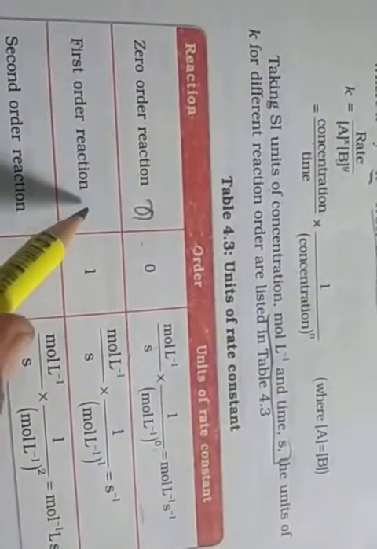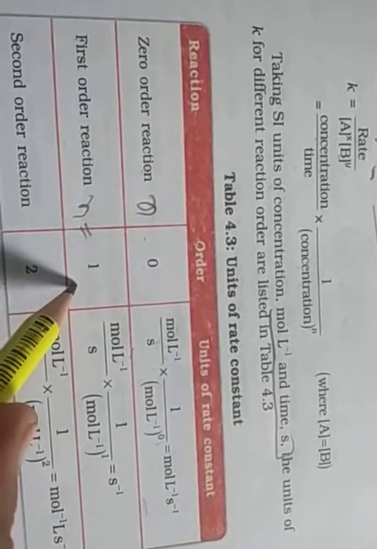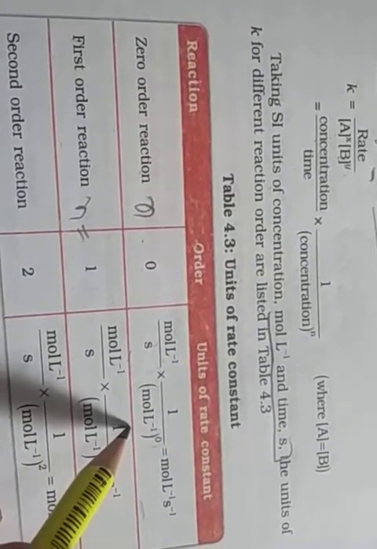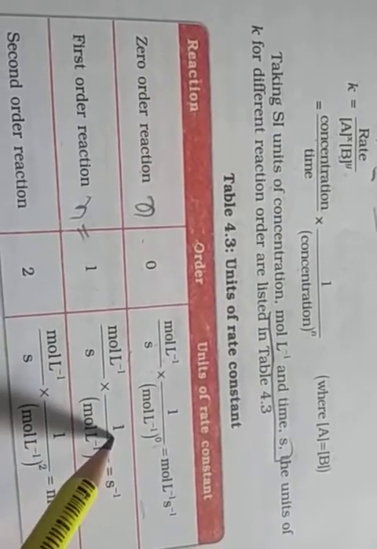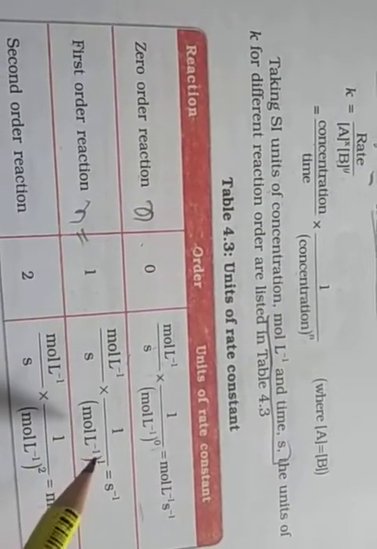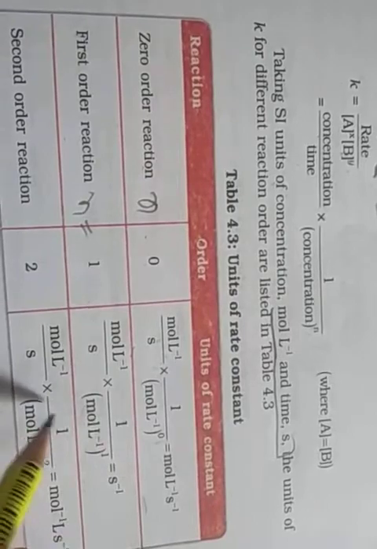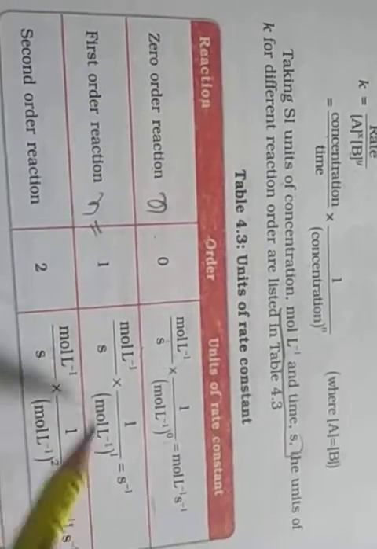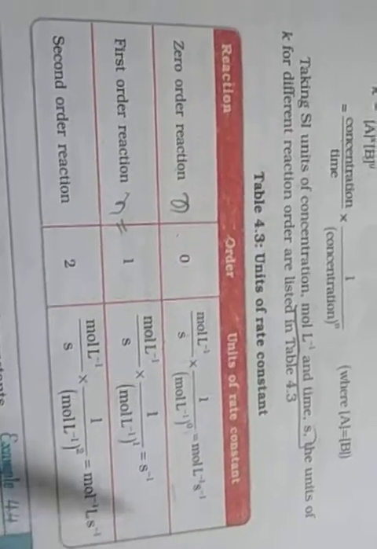Then the first order reaction, n is equal to 1. So the power 1 goes to the upper side, so minus 1 and plus 1. This is also minus 1, so they cancel together, and then only second inverse remains. So this is the first order reaction.